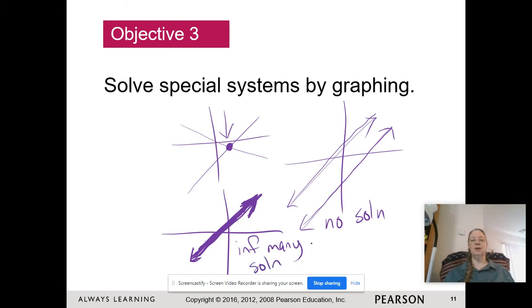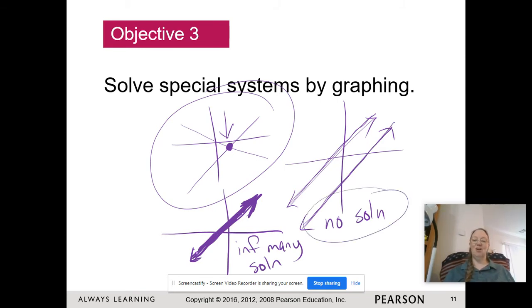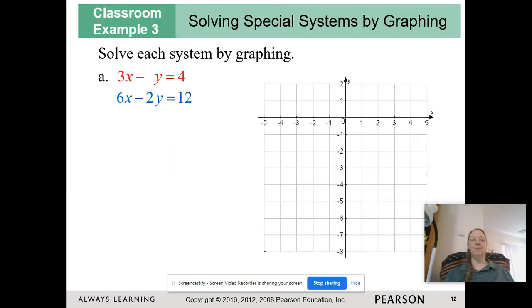Okay, so these are the three possibilities. Most of the time you're going to have this where it crosses at a single point, but you should be aware that you could have two lines that are parallel, or you could have two lines that actually are the same line, in which case you have infinitely many solutions. So let's take a look and do a couple examples.